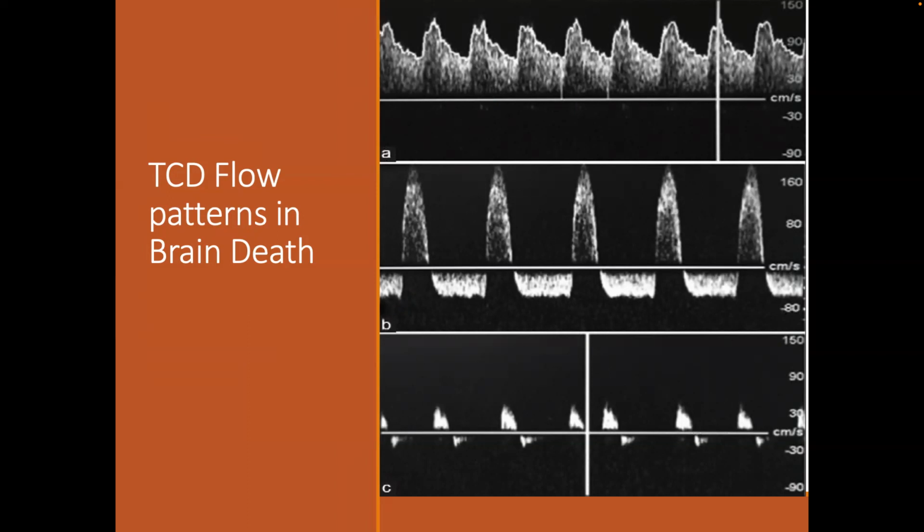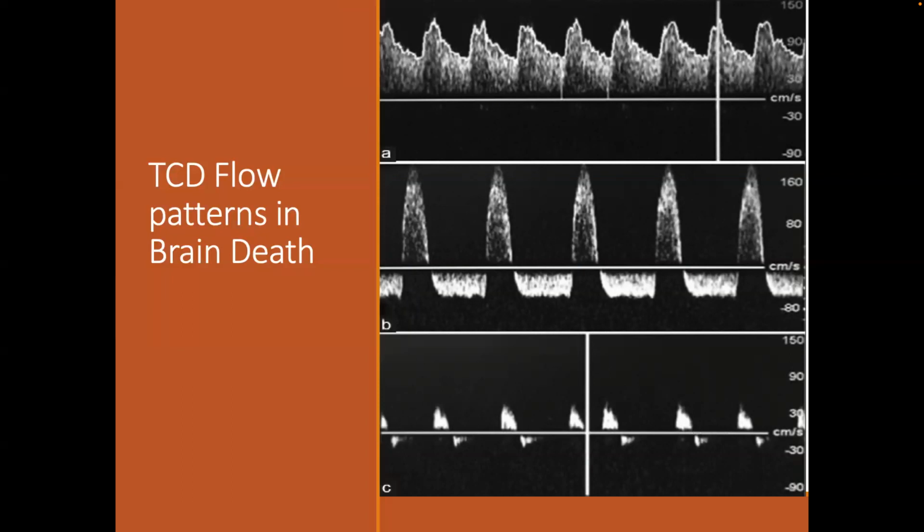Increased resistance in a typically low resistance vessel is highly, highly suspicious. There's 4 stages of brain death. So A up here is showing you the typical flow pattern. It's a low resistance flow pattern. That's normal. That's normal flow.